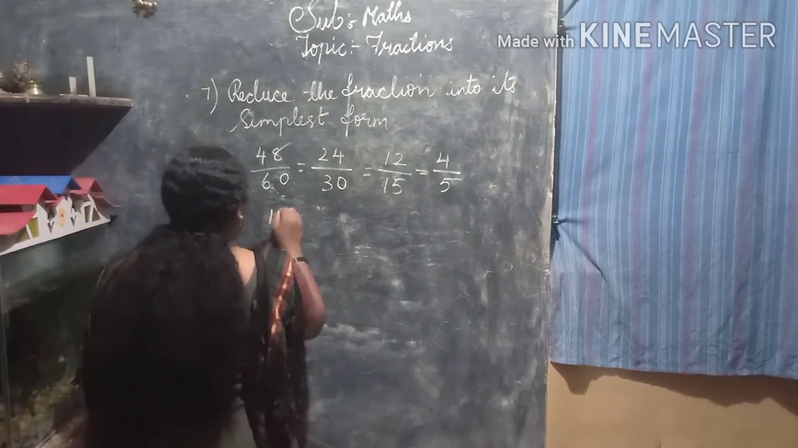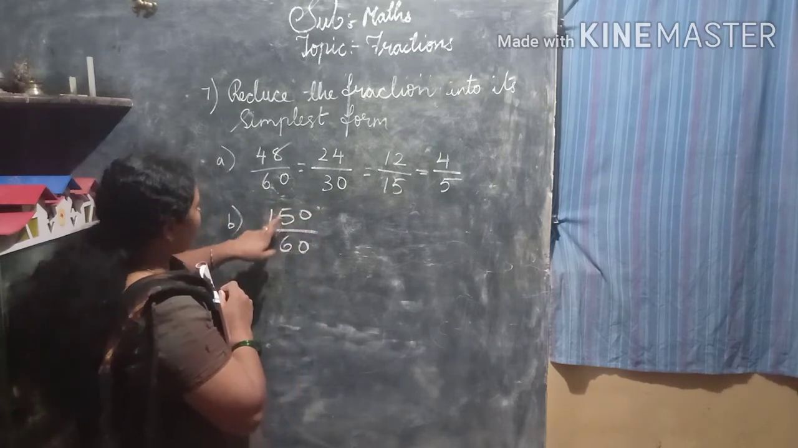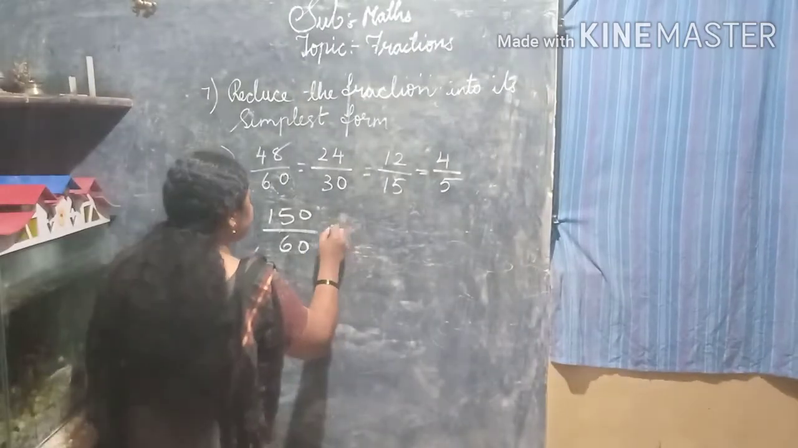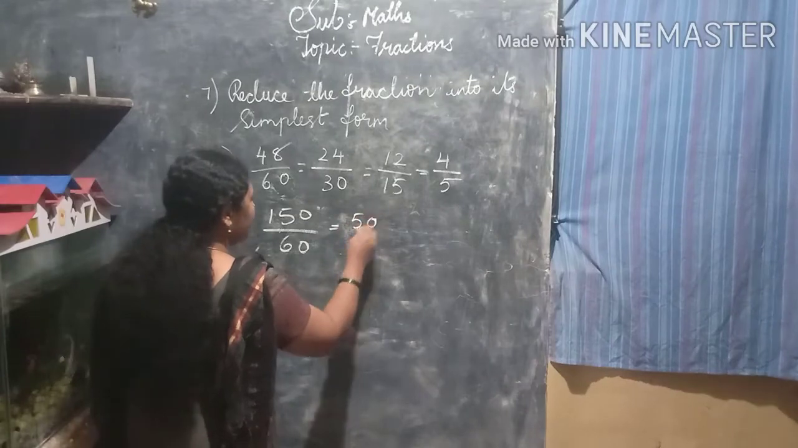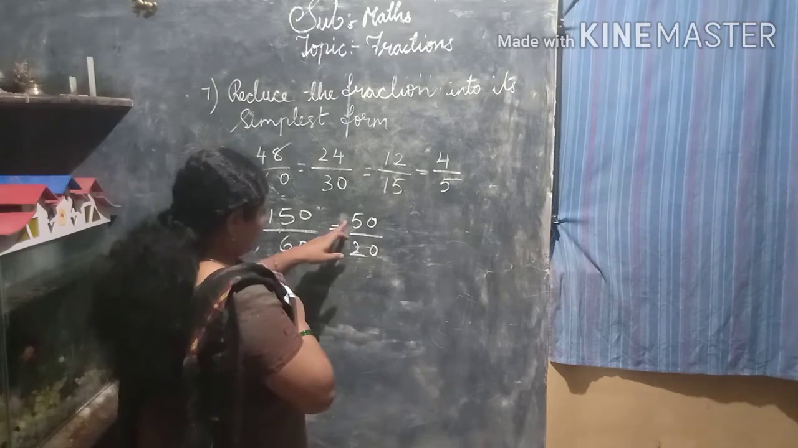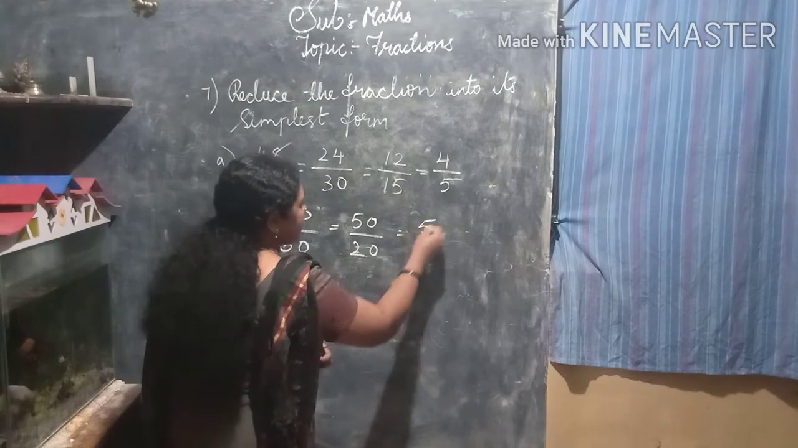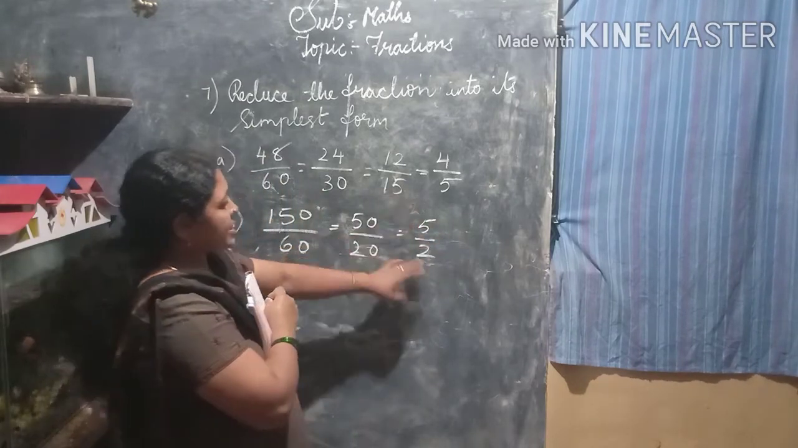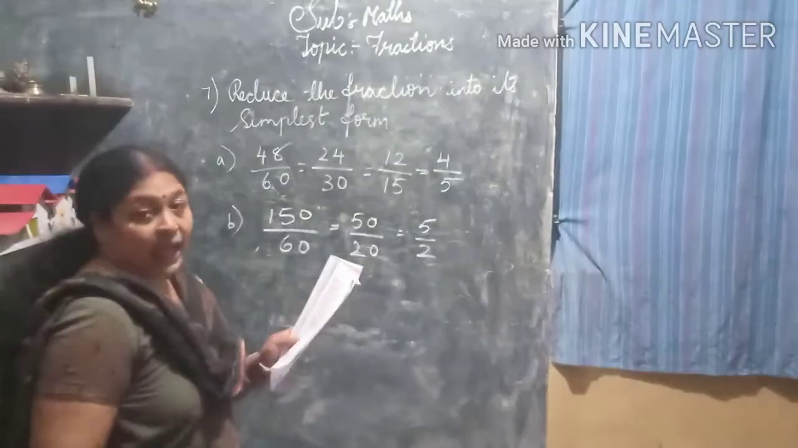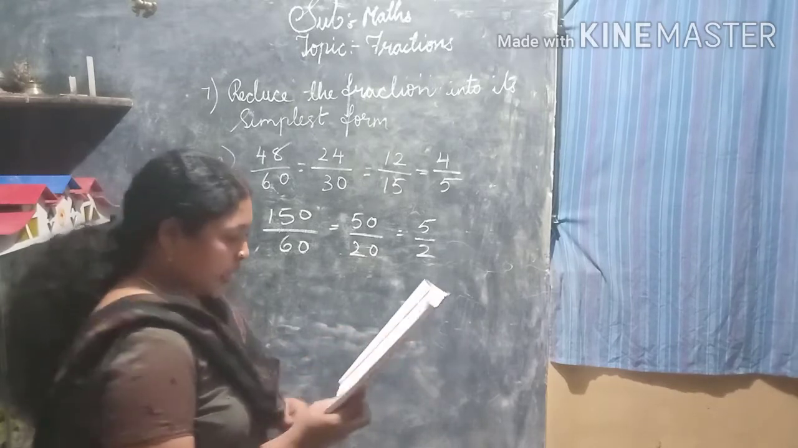B, if you take 150 by 60. Forget about the 0s. Let us take 15 by 6. 15 and 6 both will go in the 3 table, isn't it? 3 fives are 15, 3 twos are 6. That is 5 by 2. 5 and 2, you don't get it in any table. There is nothing that can simplify this further. So again you have C, D and E. The C, D and E, I think you can try as your homework. So that can be done.